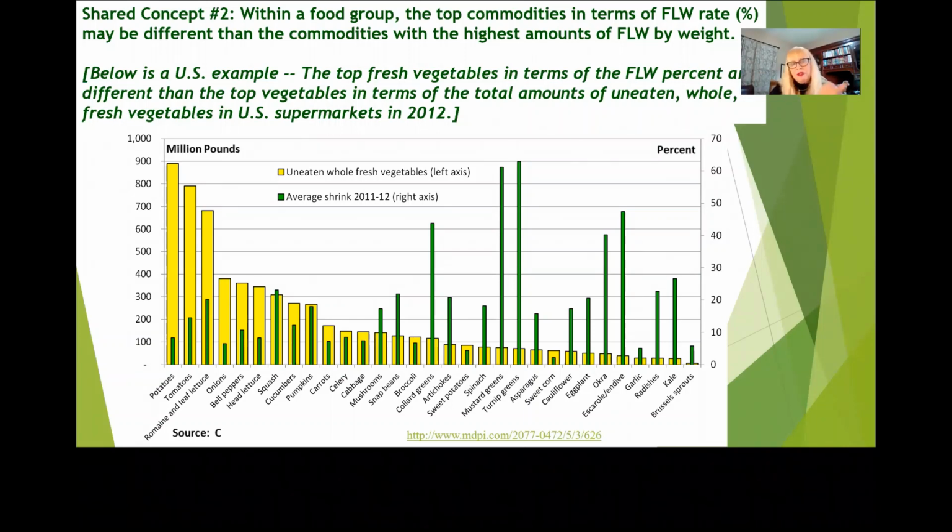But if you look at the far left, potatoes and tomatoes and romaine and leaf lettuce, they have the most amount of food loss in terms of fresh vegetables in supermarkets. And that's because of the high volume, these are things that are important to consumption by US consumers. Next slide.